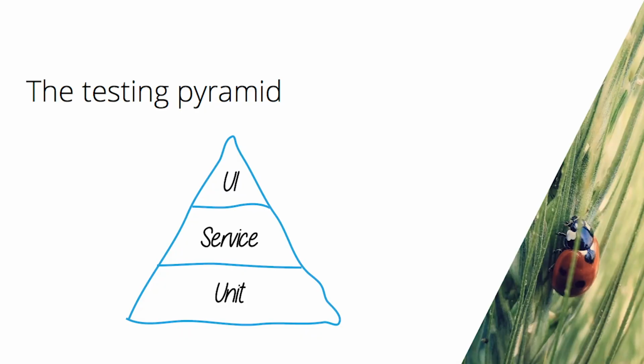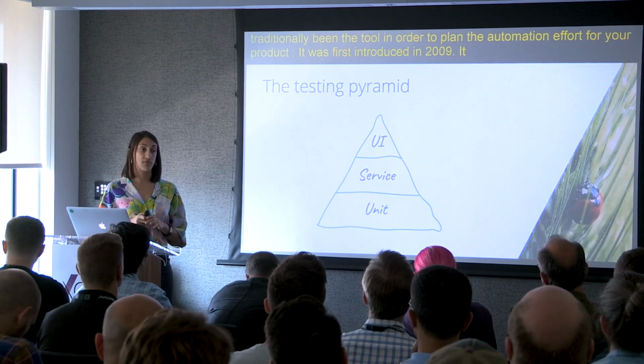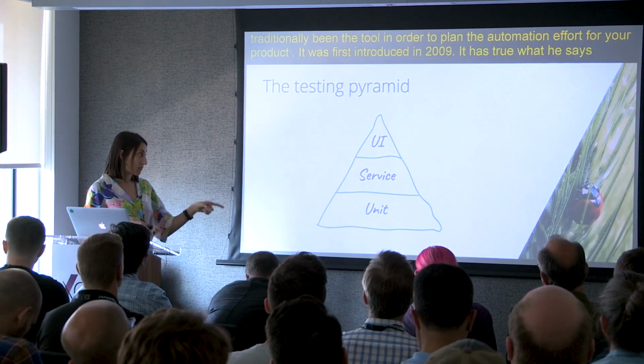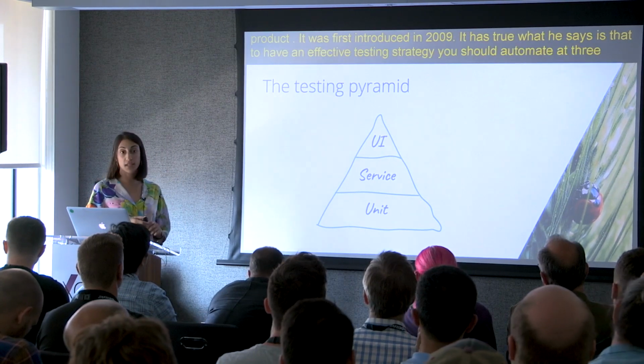So I want to present the testing pyramid super quickly. The testing pyramid has traditionally been the tool in order to plan the automation effort for your project. It was first introduced by Mike Cohn in 2009 in his book, Succeeding with Agile. And in his book, what he says is that in order to have an effective testing strategy, you should automate at 3 different layers. So at the bottom of the pyramid, we have unit testing.